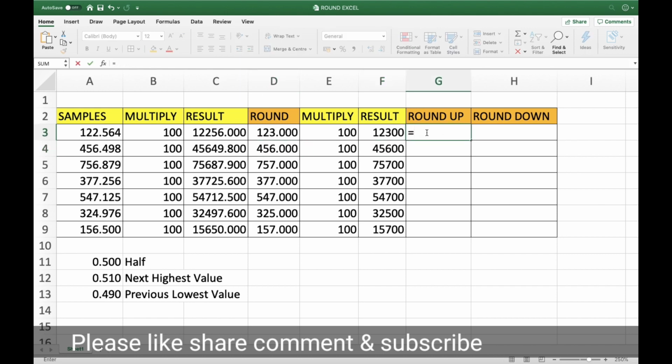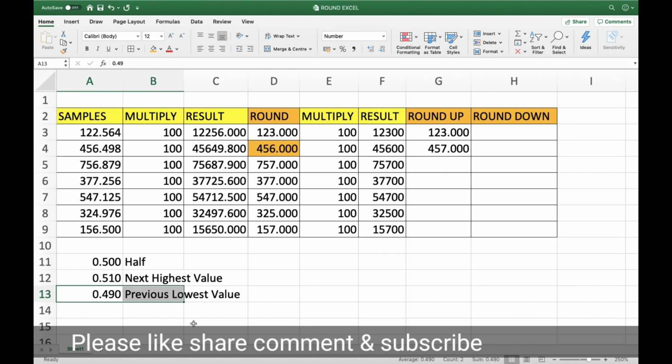Equal to ROUNDUP, this number, comma, I don't want anything after the decimal, 0. See, it's 123, which is obvious because after the decimal point it is more than 50. Now here it should give me 147, right? When we just rounded, we got a figure of 456, where I had told you that if it is below 0.50, it gives us the previous lowest value. But when we use the formula for round up, it always gives us the next highest value.